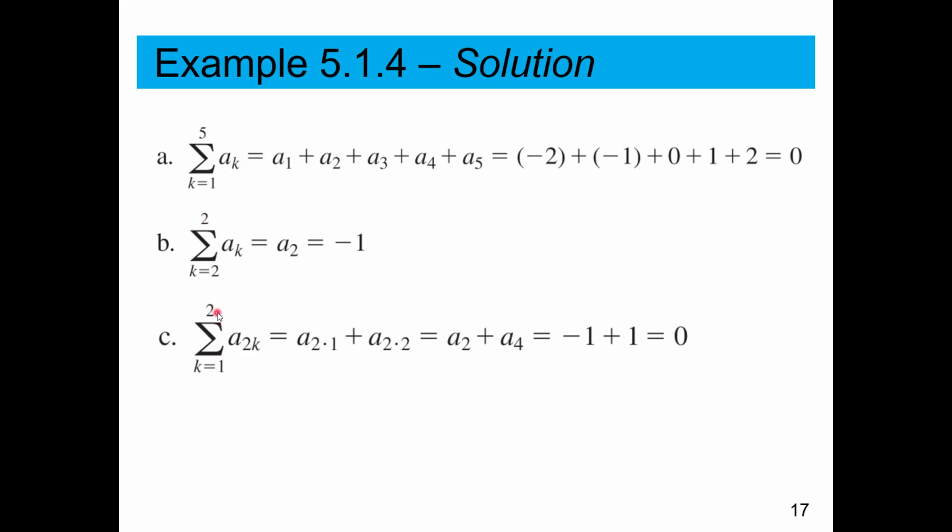This one goes from 1 to 2, and that tells me I have two different values I'm going to add together, when k is 1 and when k is 2. If I plug in k as 1, it's a sub 2 times 1, which is a sub 2. And when k is 2, it's a sub 2 times 2, boom, which is a sub 4. So it's a sub 2 plus a sub 4, which is 0. So we have multiple things we can play around with and manipulate.